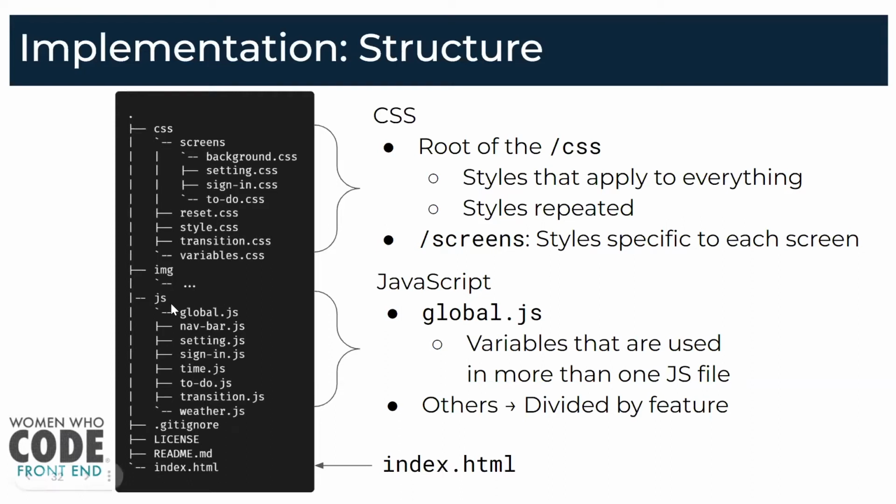And for JavaScript, you see global, navbar, setting, sign-in, time, to-do, transition, and weather. And I think the file names are pretty self-explanatory except for global.js. So global.js is a file that contains the variables that are used in more than one JavaScript file. So I wanted to keep them in a separate JavaScript file. And the JavaScript files are divided by feature, in contrast to CSS being divided by screen. And I have the index HTML on the root.